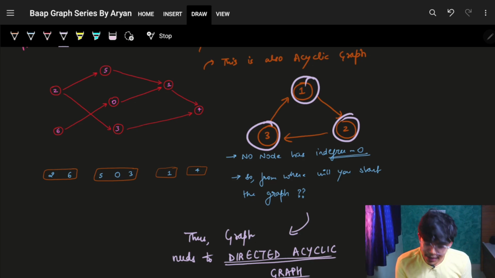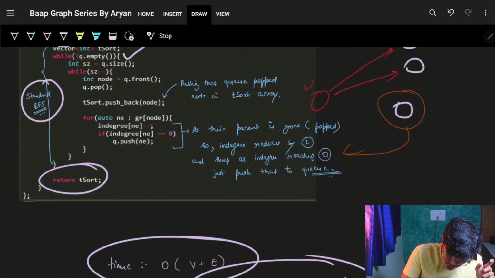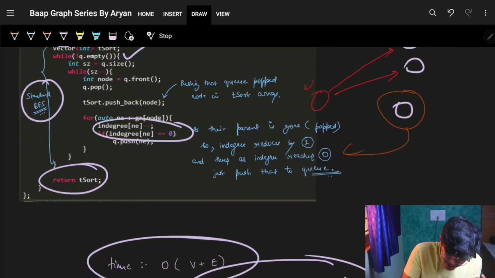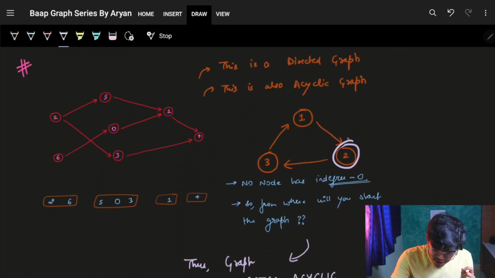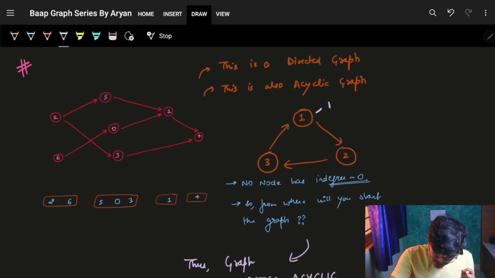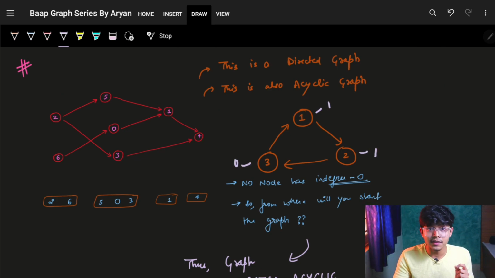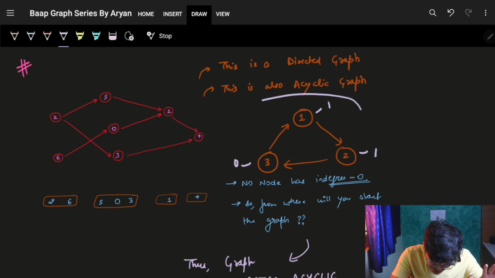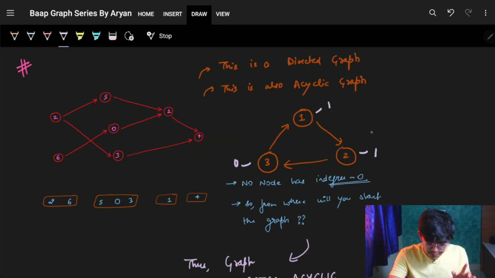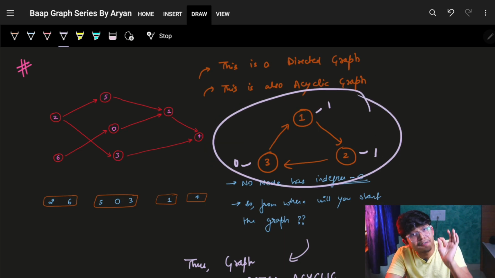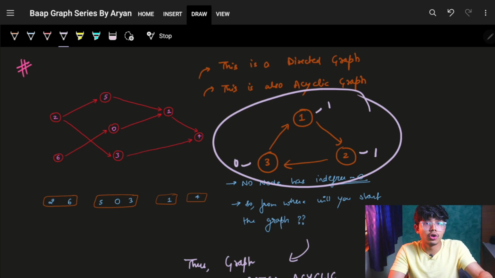Why would it not go in my queue? Because you remember the condition. To go in my queue itself, I had a condition that in-degree should be 0. And you will see all these are dependent upon each other, which means the in-degree of this is 1, of this is 1, of this is 1. No matter what, the in-degree is not going to change for anyone. So none of these will go inside the queue, which means none of these will actually reflect in my topological sort.